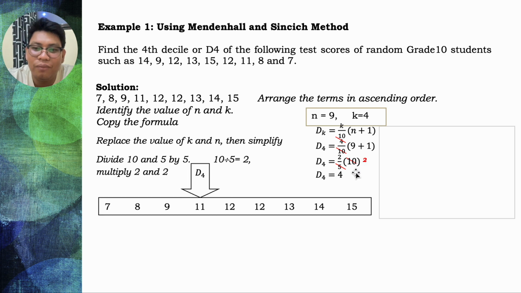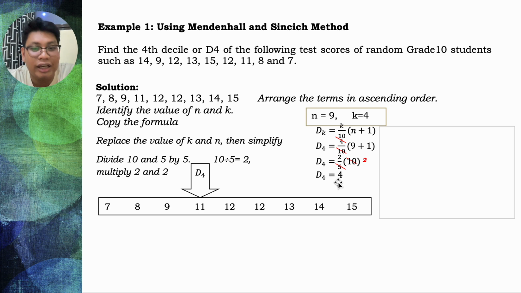The simpler way to do this is you simply add 9 plus 1. 9 plus 1 is 10. And 10 multiplied by the numerator, which is 4. Originally, 4 is the numerator, right? So, 4 times 10 is 40. So, 40 is now on top. 40 divided by 10 is 4. So, D4 is equal to 4. So, either way, you will get the same answer, whichever you are comfortable using. So, that is how you solve a fraction. D4 is equal to 4.